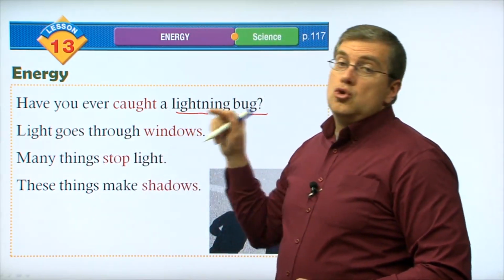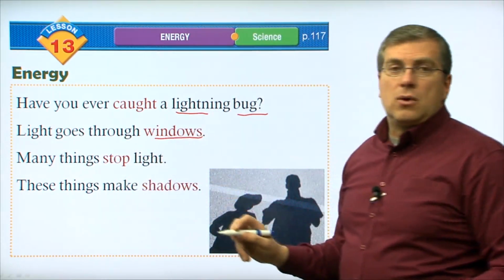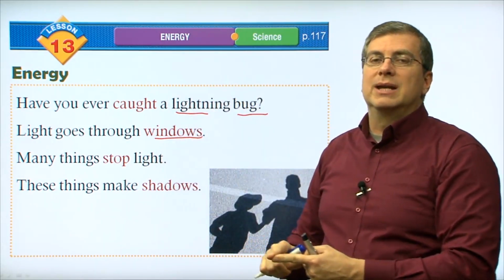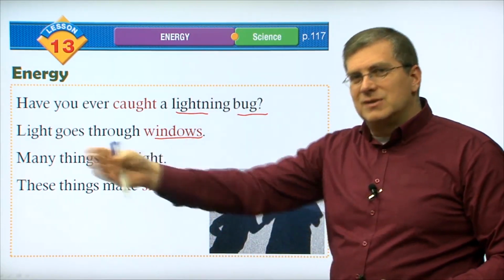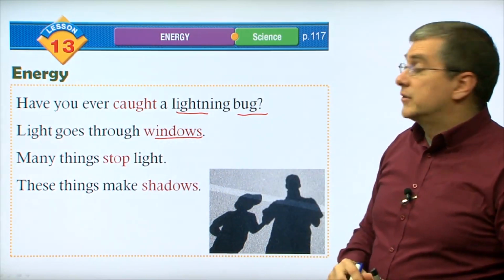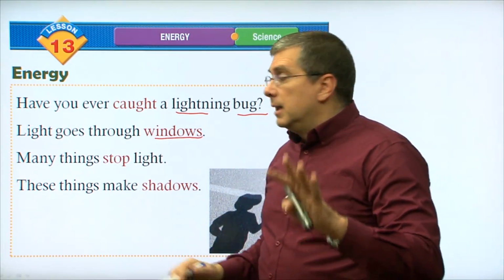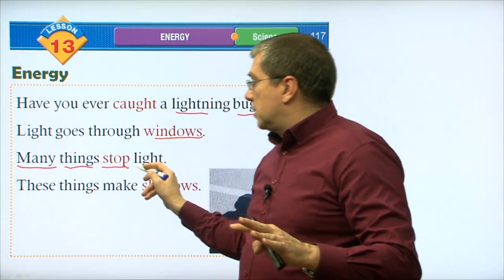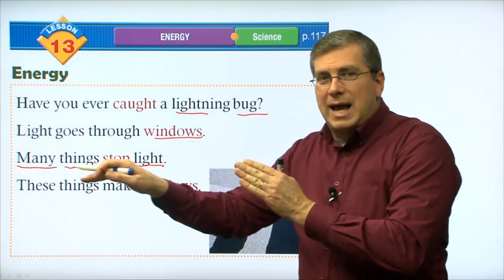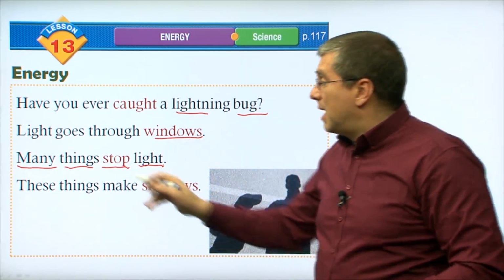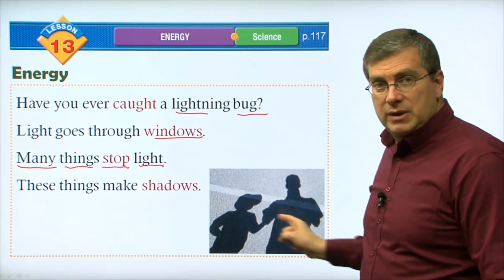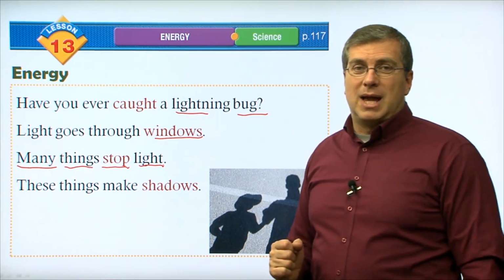Light goes through windows. So we talked about windows before. Remember, windows are those holes that people make in the walls or in buildings, put glass over them, because we can see through the glass, we can see through the window, because light goes through windows. However, many things stop light, right? Glass doesn't stop light. Light goes through glass. Light goes through windows. But many other things stop light, like your body. Your body stops light. Buildings stop light.